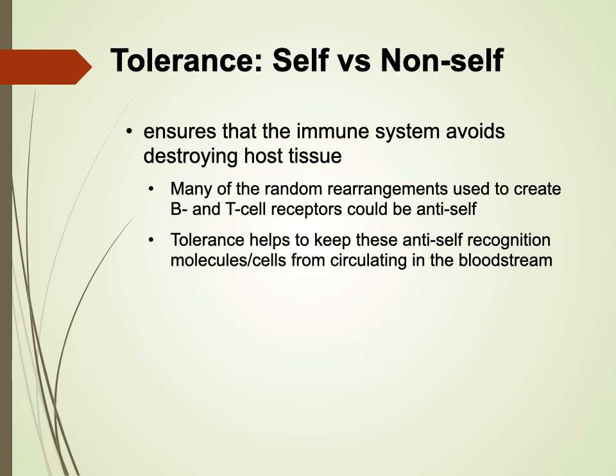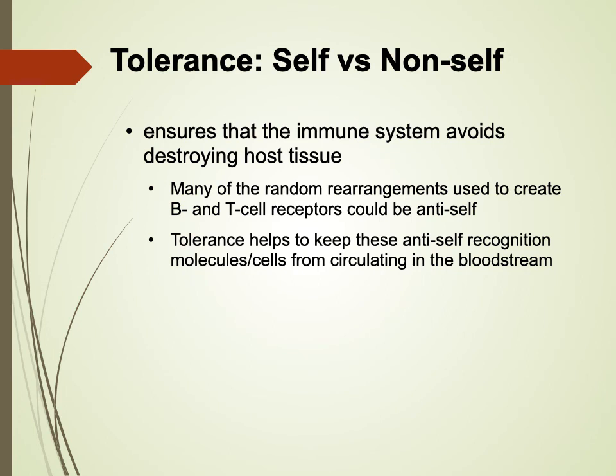So I've already mentioned this idea of self versus non-self, and the term in immunology that refers to this is tolerance. Tolerance is where immune cells will be selected for if they do not recognize self. This ensures that the immune system avoids destroying host tissues.